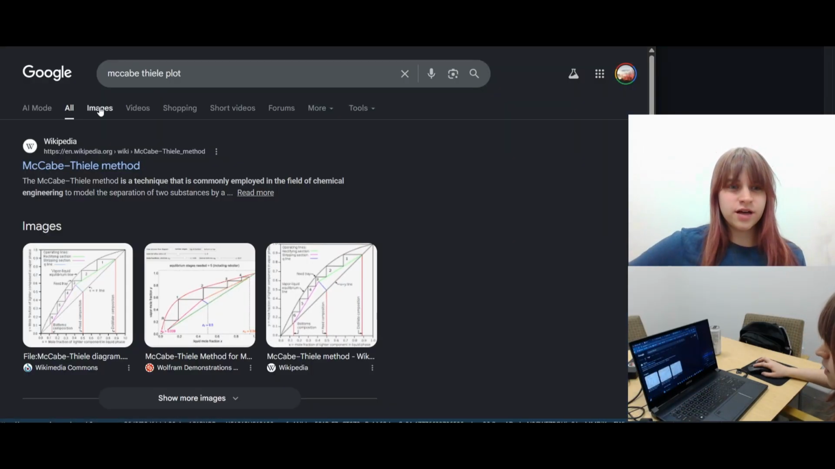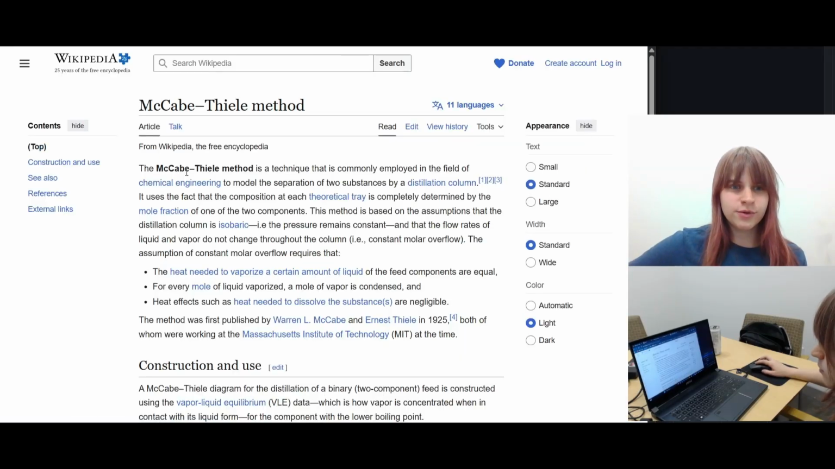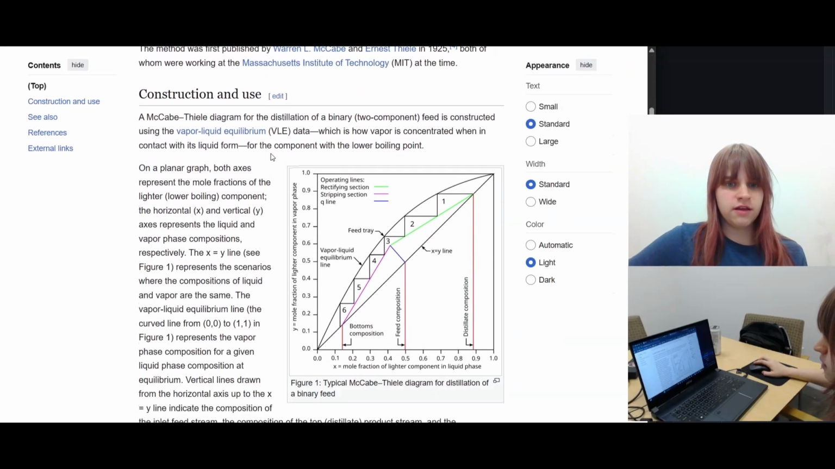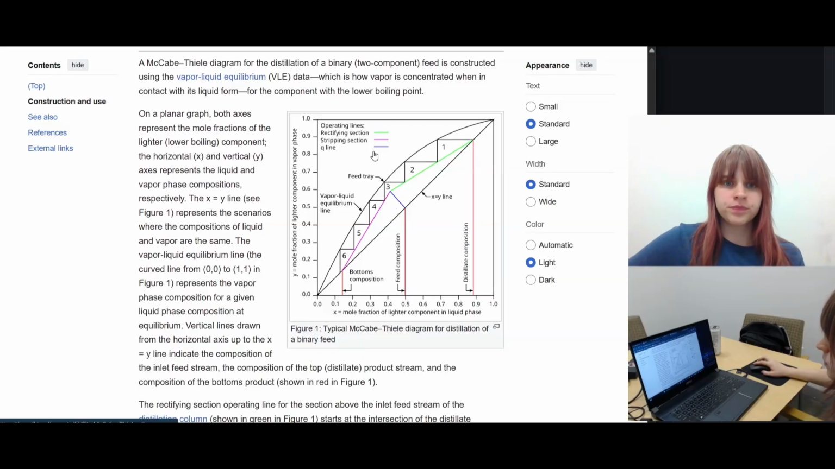So I just realized I never showed a photo of the McCabe Thiele diagram, which I definitely should have done earlier so that you have a reference if you've never seen it. But basically, this is for two substances specifically right now. And this is kind of what a graph would look like. So we have our rectifying line up here and our stripping line down here.